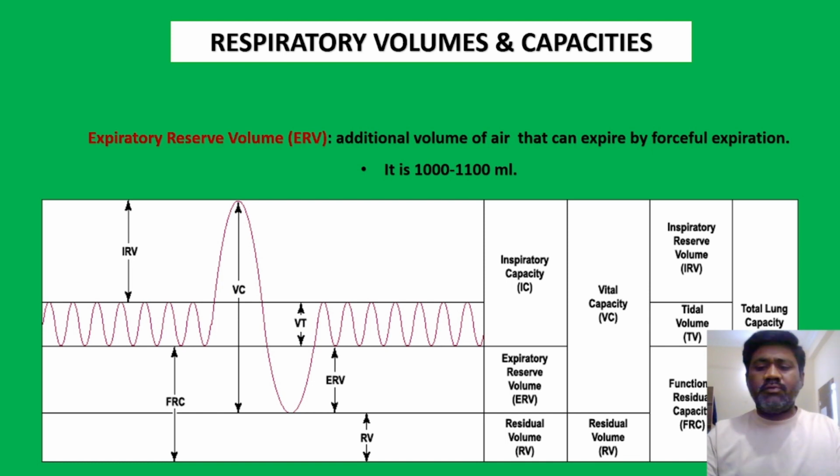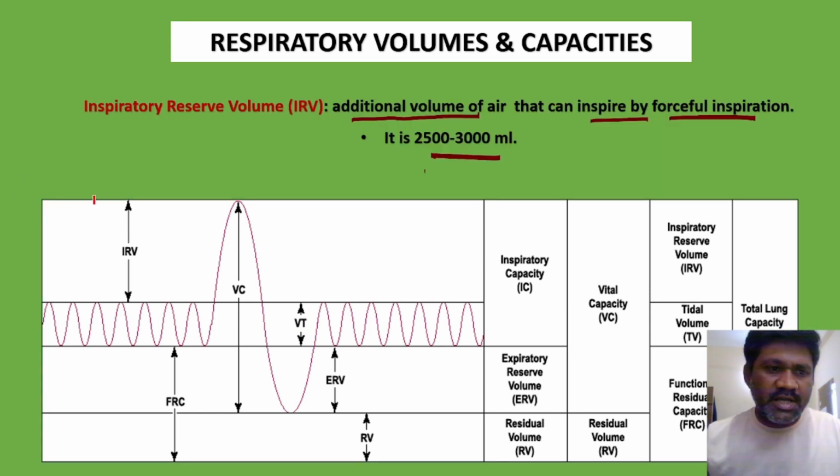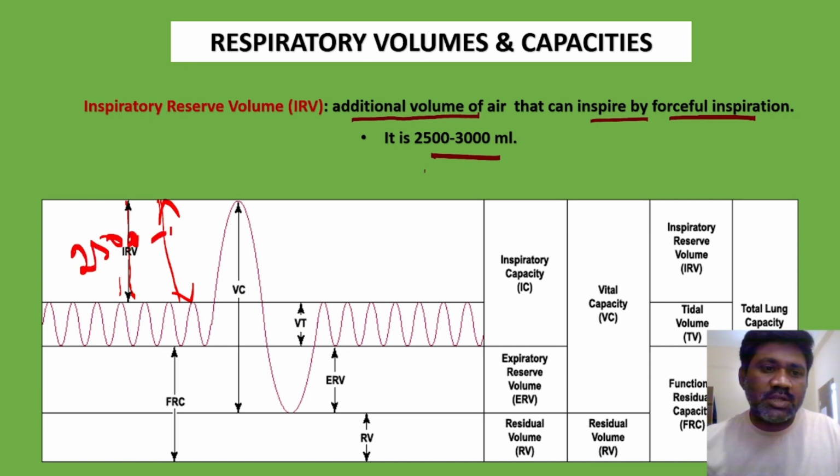Now come to the graph. Look at this area, from here to here. This area represents what? This area represents IRV, 2500 to 3000 ml. This area represents 2500 to 3000 ml of air, means IRV. This is the 500 ml, and this is the 2500 to 3000 ml.